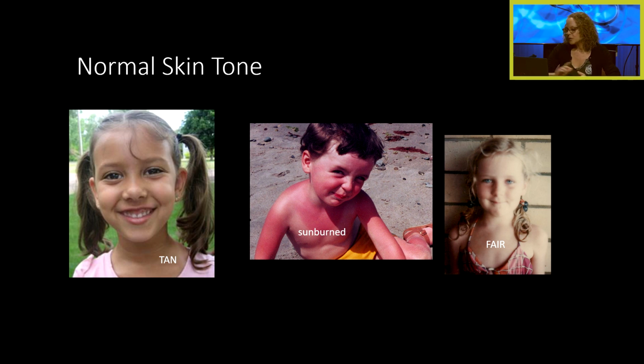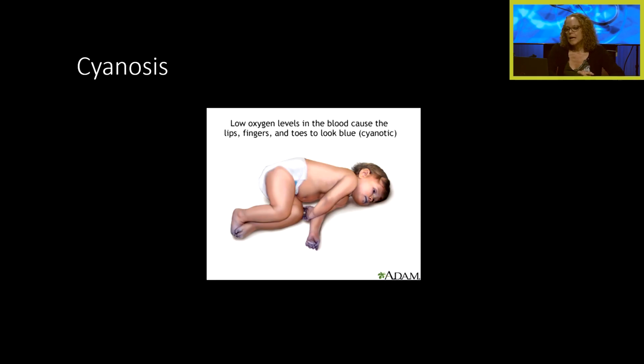So here we see a couple of examples. This is an example of cyanosis. And so if we look carefully here, we can see that the tips of the fingers and the toes and around the lips have a bluish color. This is a sign of low oxygen levels in the blood and causes this blueness around these areas.